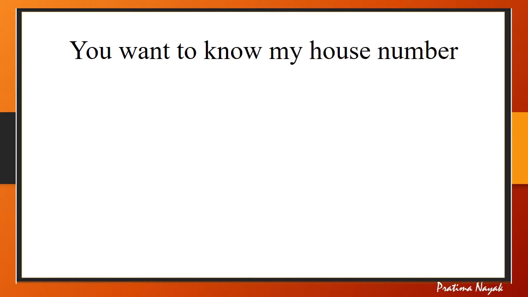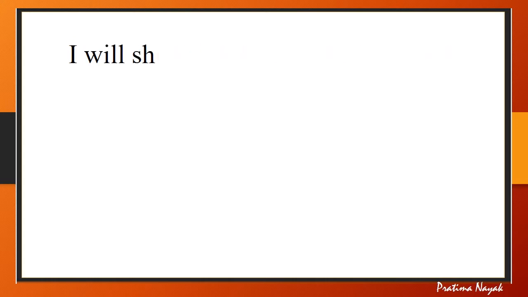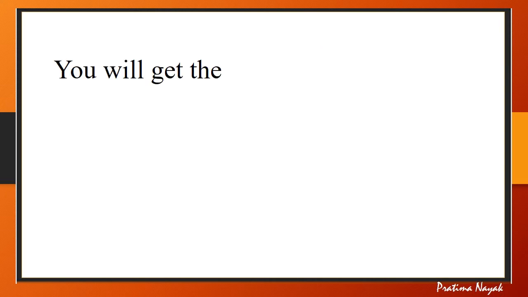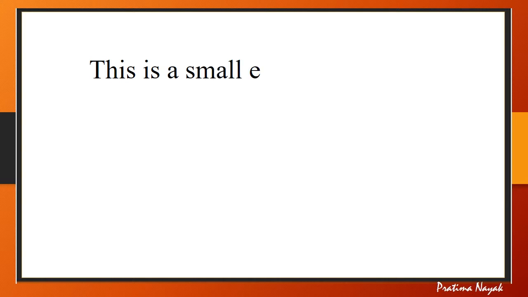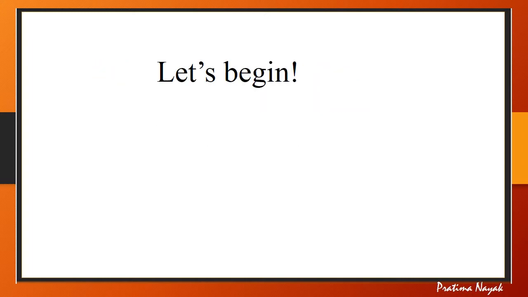You want to know my house number. For example, in front of all, I will not tell you. I don't want to disclose it in front of others. Then I'll give you a code. I'll share a secret code with you. You will get the number yourself if you know the mathematics. This is a small example of cryptography, of how we use mathematics. Let's begin.